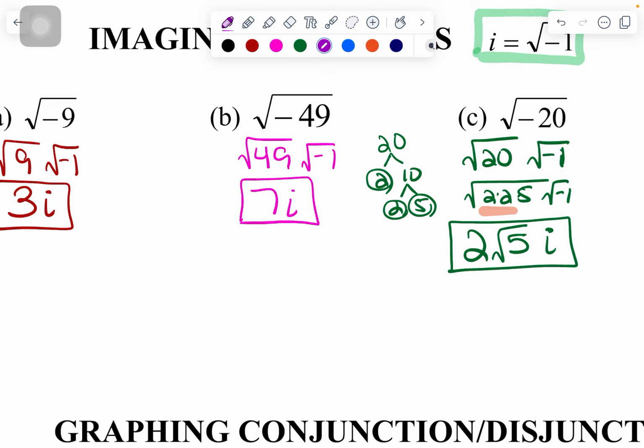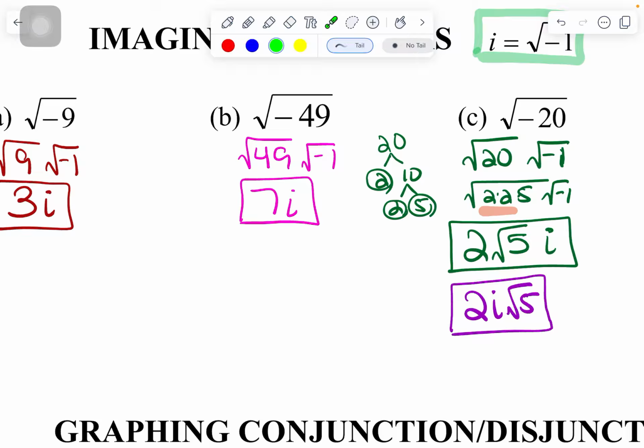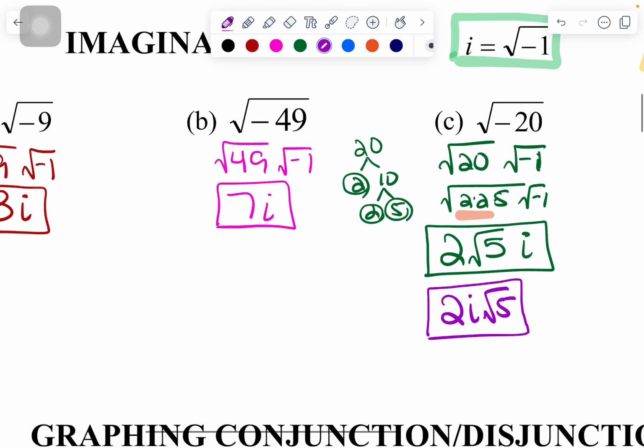The way I just wrote it is 100% mathematically accurate. You will sometimes see it as 2i root 5. Because it's all multiplication, the order doesn't particularly matter. I have seen some teachers, myself included, sometimes write the i in front of the root to make it very clear that the i is not under the square root. So that would be one reason to do that.